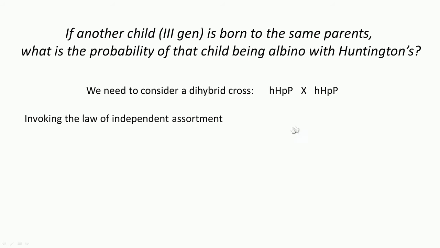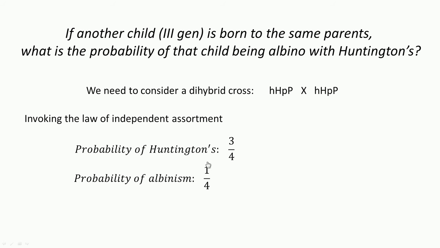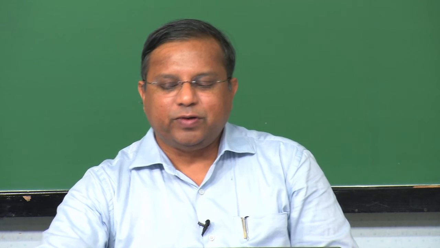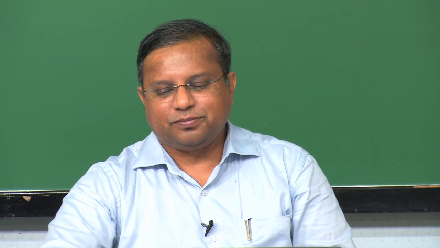If we do that, invoking the law of independent assortment, the probability of Huntington's is 3/4. The probability of albinism is 1/4 according to the various combinations here. Therefore, the probability of an albino with Huntington's, both being independently inherited, independent assortment, 3/4 into 1/4, multiplication rule, 3/16. Okay, so this is the probability. So you can work out various different things with these probabilities and the law of independent assortment.